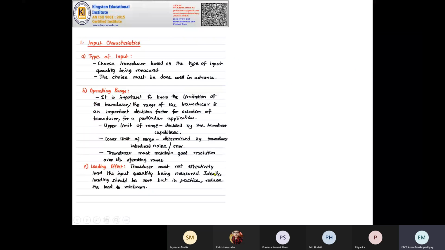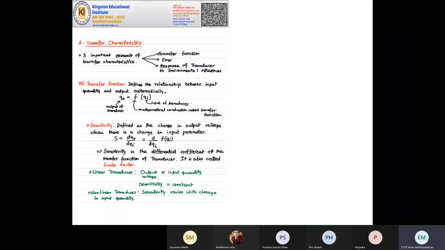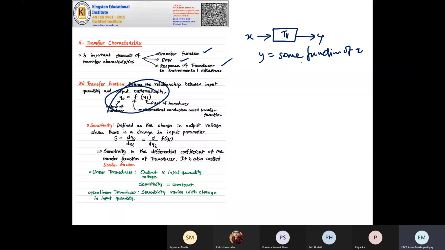Okay. Now comes this one, transfer characteristics. Let's discuss the transfer characteristics. First is transfer function, then error, response of transducer. Transfer function, basically, it's the input-output relationship. If X is the input, and this is your transducer, and Y is the output, then Y must be some function of X. And this we can mathematically express as Y is equal to f of X. F is that function, that mathematical relationship.